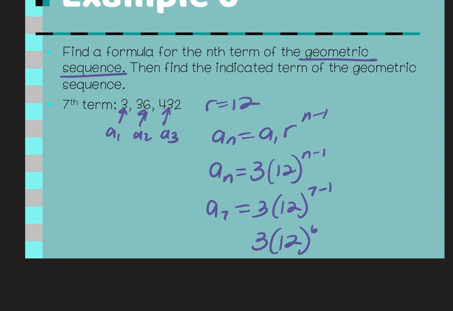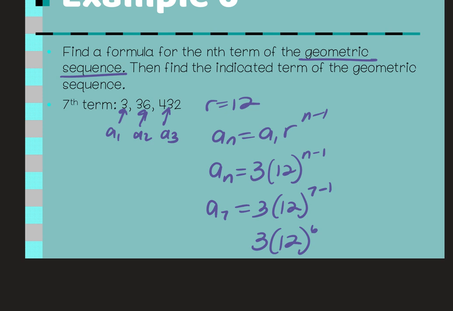And a lot of times this would be on the non-calculator portion, and the answer will literally be left as that. Like if you look at your multiple choice, that would be an answer. Obviously, if it's on the calculator portion, you would multiply that out. But if it is on the multiple choice, without the calculator, it would be left as that.